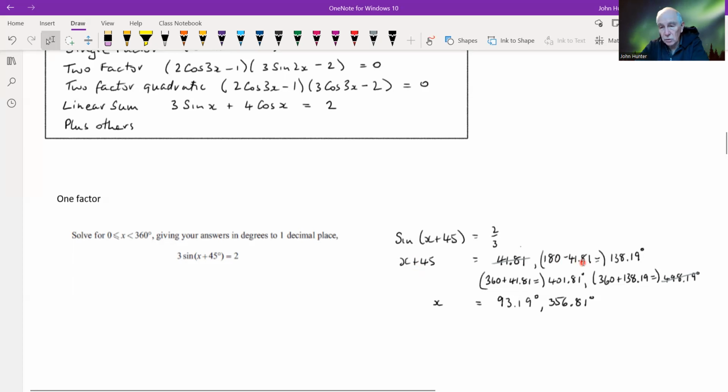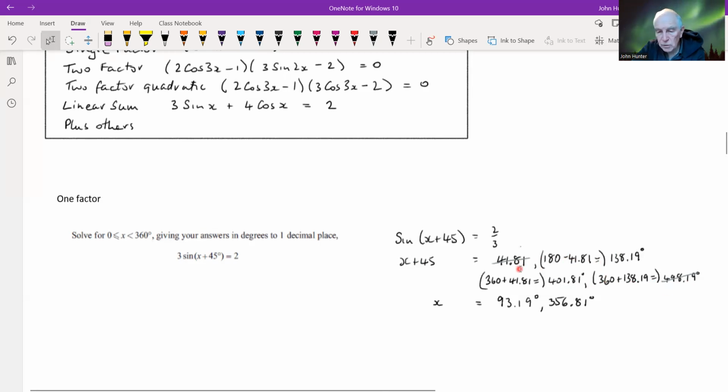So if you cast your mind back to the lesson on symmetry and periodicity, that's what that gives us, and that's 138.19 degrees. So those are our first two, if you like, and then we've got these, add 360, add 720, and so on. So I've added 360 to each of these. I've got 401.81 and 498.19. So that's given us 4.